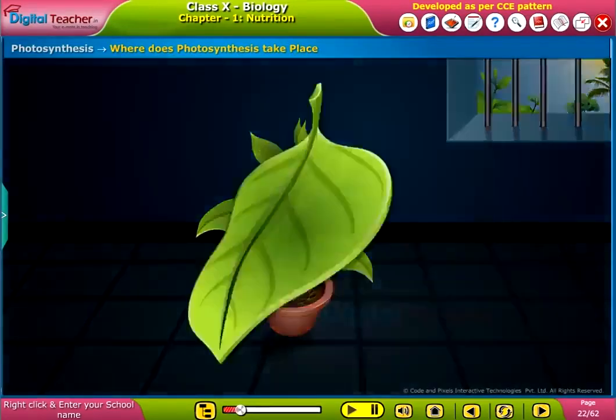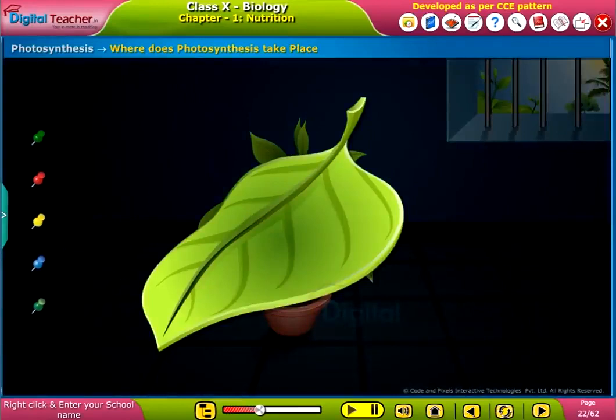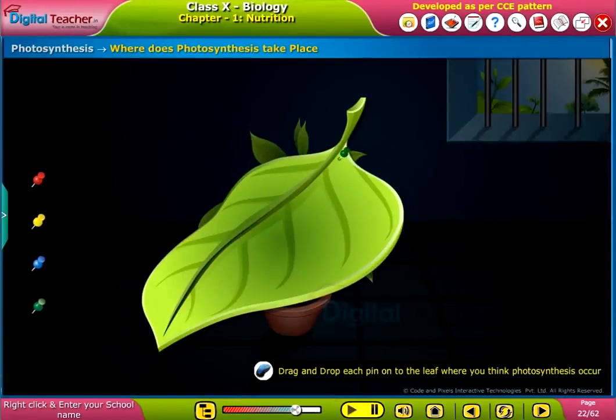List a few places where you think photosynthesis occurs in plants. Drag and drop each pin onto the leaf where you think photosynthesis occurs.